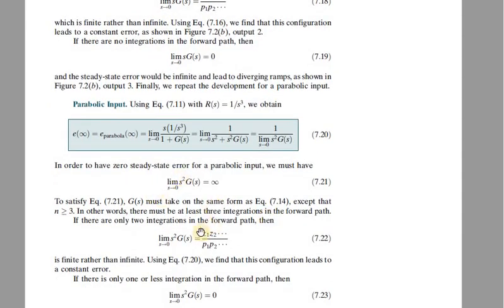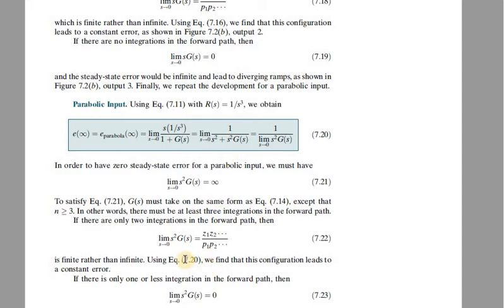Otherwise, if g of s has no integral or there are only 2 integral in the forward path, then we have some finite number. If there are 2 integral, then we get some finite number because the second integral cancels out this s square and we are left with g of s, and g of s has some constant value, so in that case we have some constant steady state error.